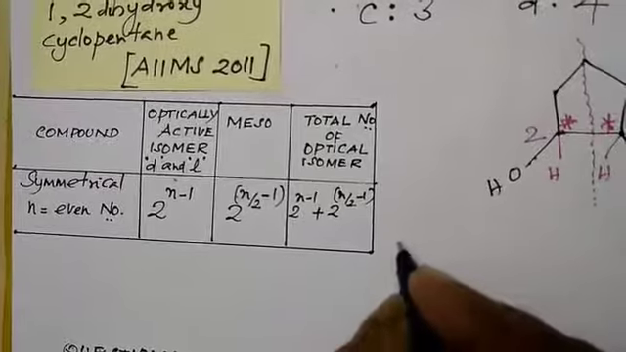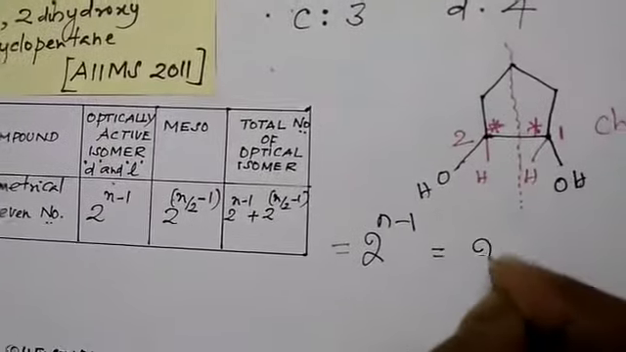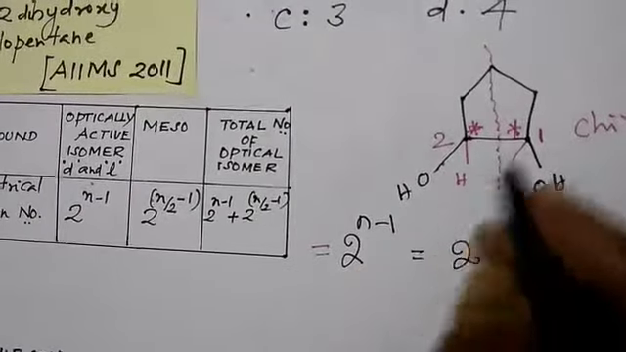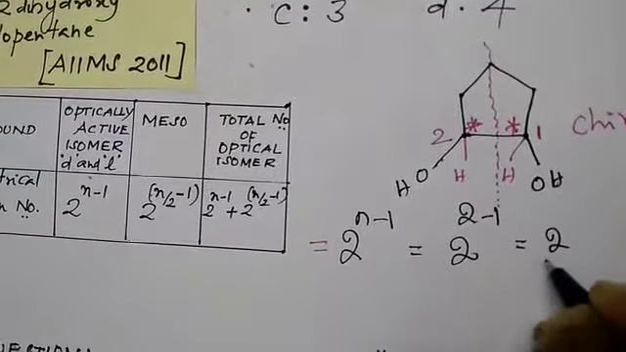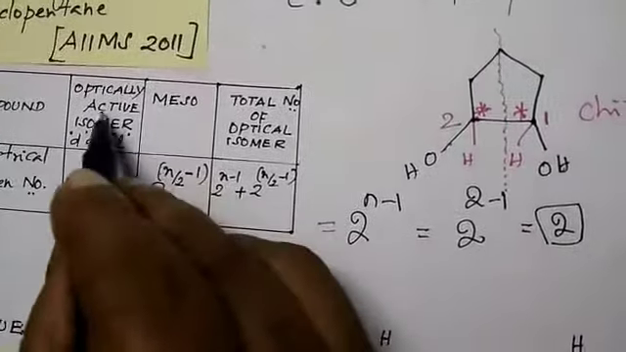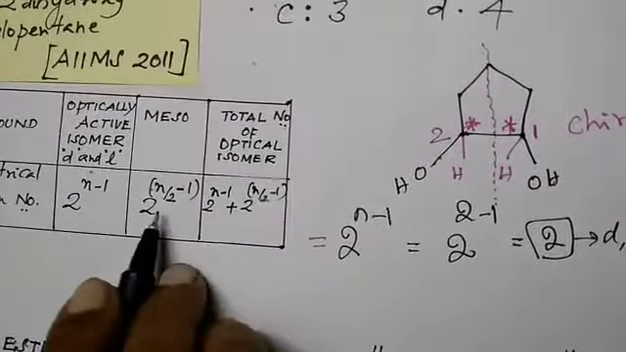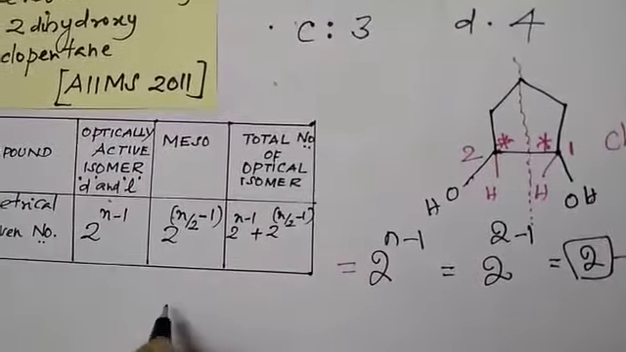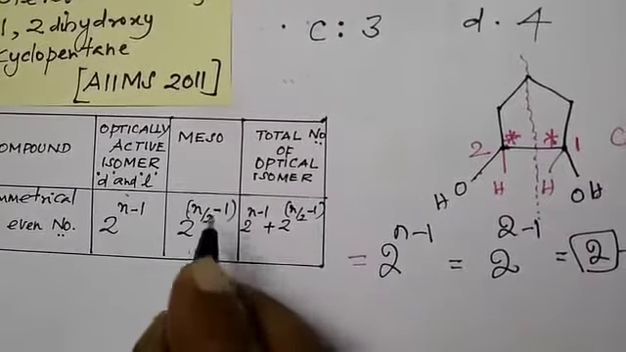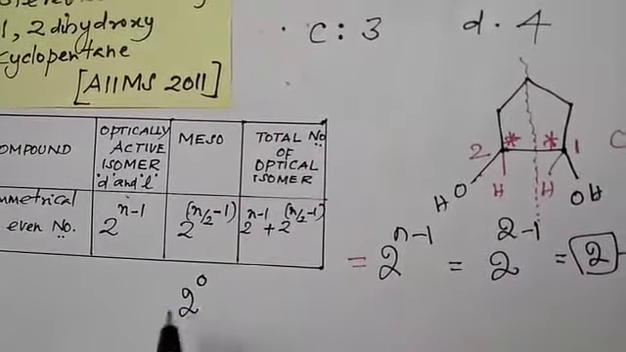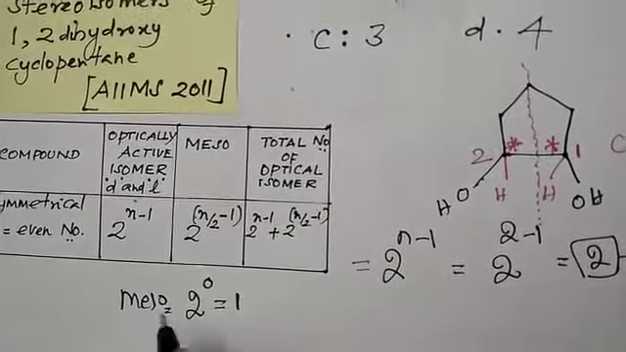Okay, let me write the formula here and work it out. 2 to the power of n minus 1, where n is the number of chiral atoms. You have 2, so 2 minus 1 is 1, and 2 to the power 1 is 2. This is the number of optically active isomers, D and L. Then for the meso isomer, the formula is 2 to the power of n by 2 minus 1. 2 by 2 is 1, 1 minus 1 is 0, and 2 to the power of 0 is equal to 1. This is the number of meso isomers.